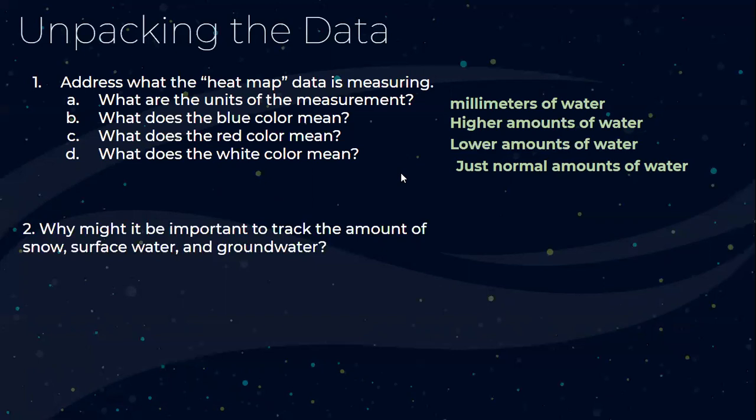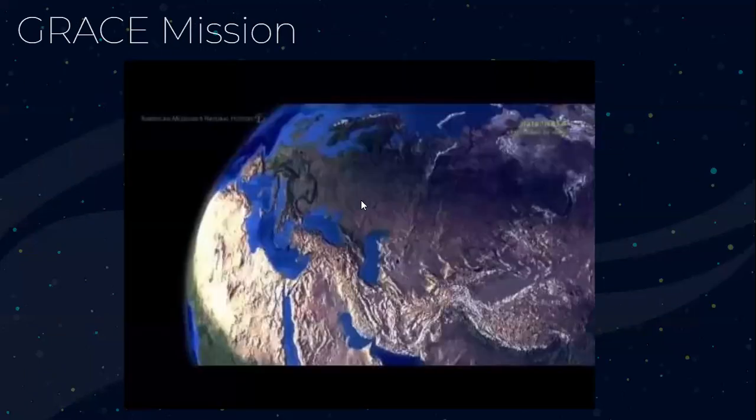And so question 2 is, why might it be important to track the amount of snow, surface water, and groundwater? I want you guys to think about that question, because the answer is going to be important for our teleconference meeting later on today. So why might it be important to track the amount of snow, surface water, and groundwater? Why do we care to do this?